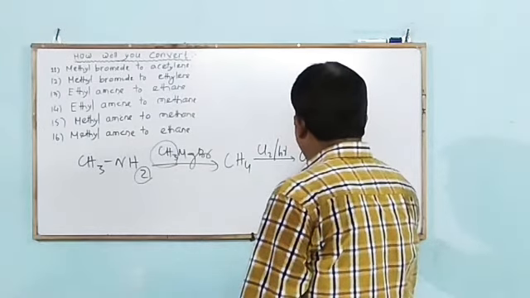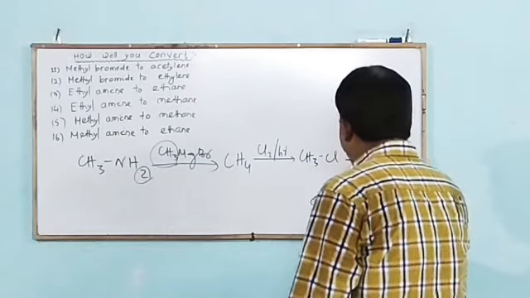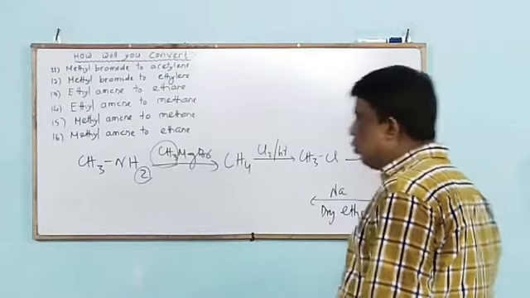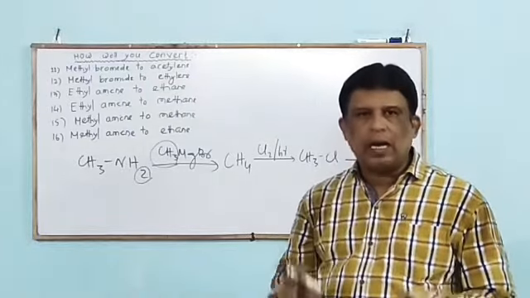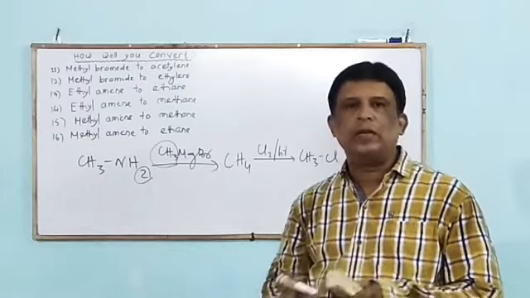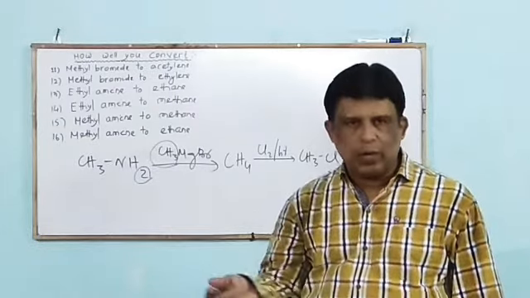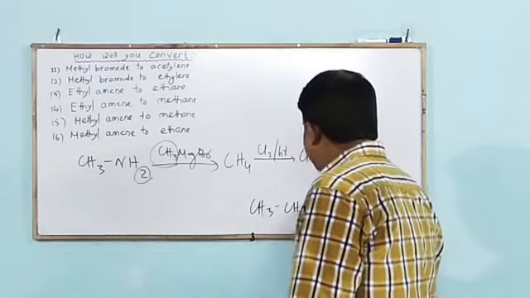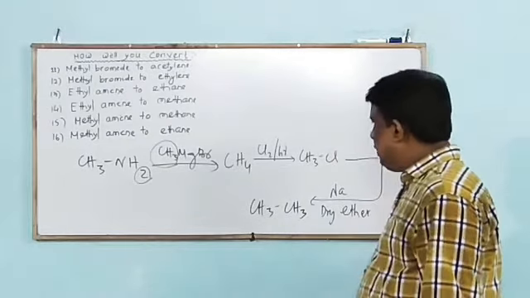Cl2/hv gives methyl chloride. When methyl chloride is heated with sodium metal in the presence of dry ether, that is known as Wurtz reaction. What is Wurtz reaction? Two molecules of alkyl halide heated with sodium metal in dry ether form an alkane having more carbon atoms. So it is ethane. In this way, methylamine is converted to ethane.